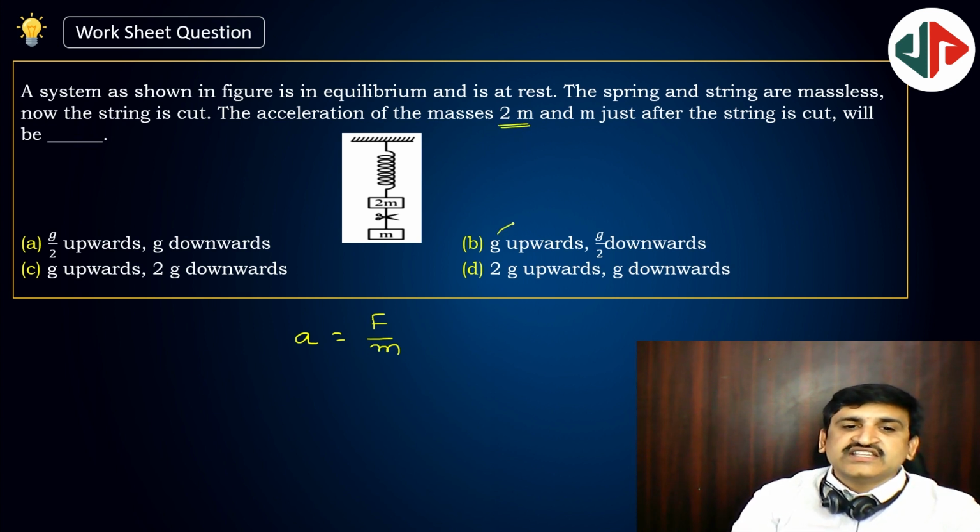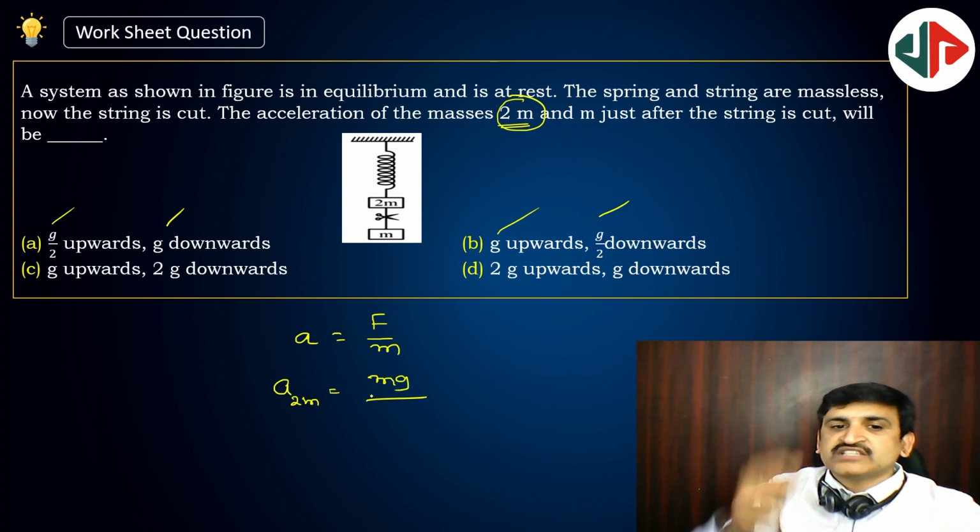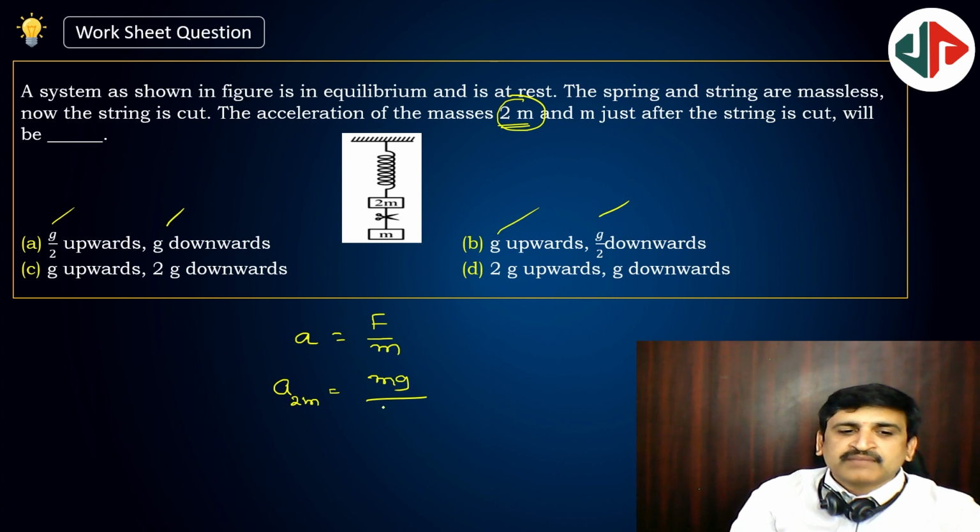See, g is there, g by 2 is there, g by 2 is there, g is there. Order is important. That means 2m you need to think first. 2m was balanced before. Suppose it is cut, which force is unbalanced for 2m? For 2m, the unbalanced force is mg. Previously mg was pulling down. That is removed, so mg is unbalanced. By mass 2m, it will be g by 2.